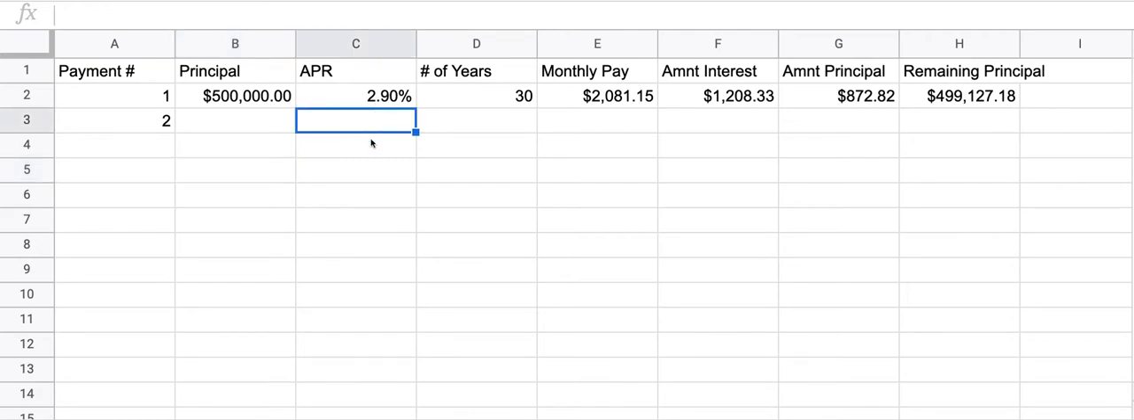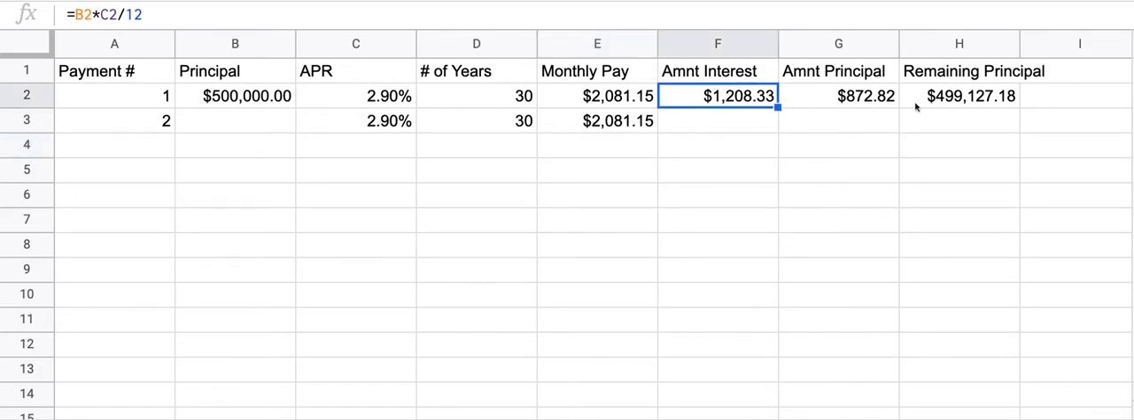So I'm going to start with APR. I'm going to put equals and then click on 2.9%. Okay, the APR stays the same. The number of years always stays the same, so I'm going to put equals and then click on 30. For the monthly payment, I'm actually going to type out that number. That'd be $2,081.15. Okay, type that one out.